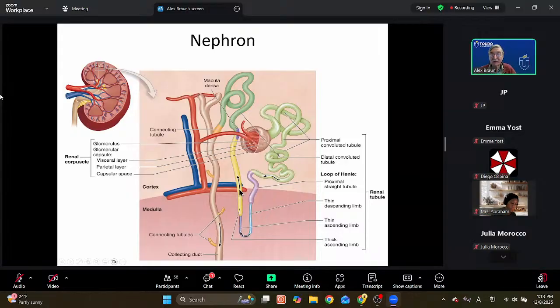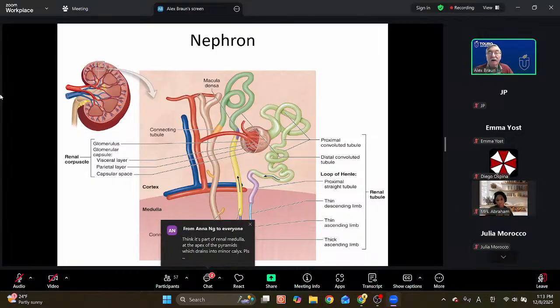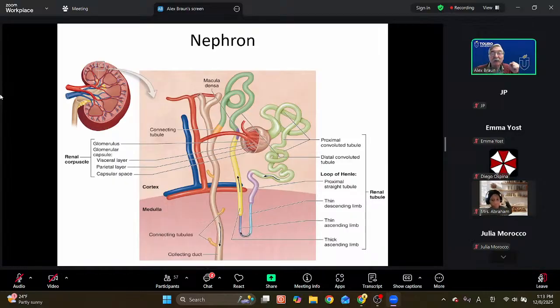The loop of Henle is important for creating a concentration gradient within the renal medulla, which is important for absorbing water back into the kidney and creating a concentrated urine. That's more physiology. We won't be talking too much about it today, but it's important to be aware of that.